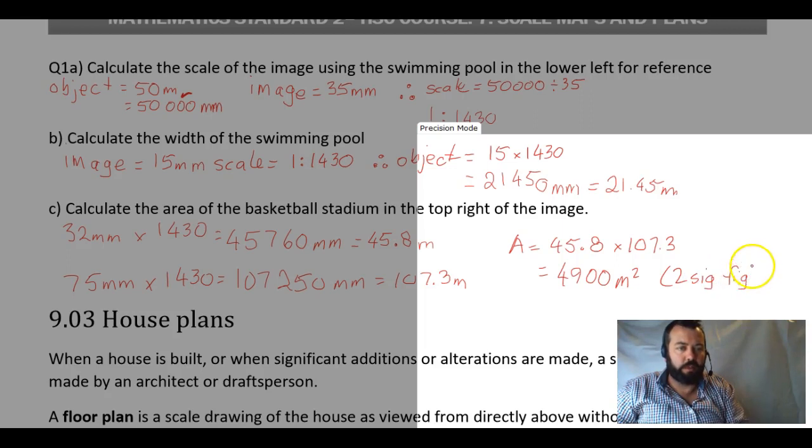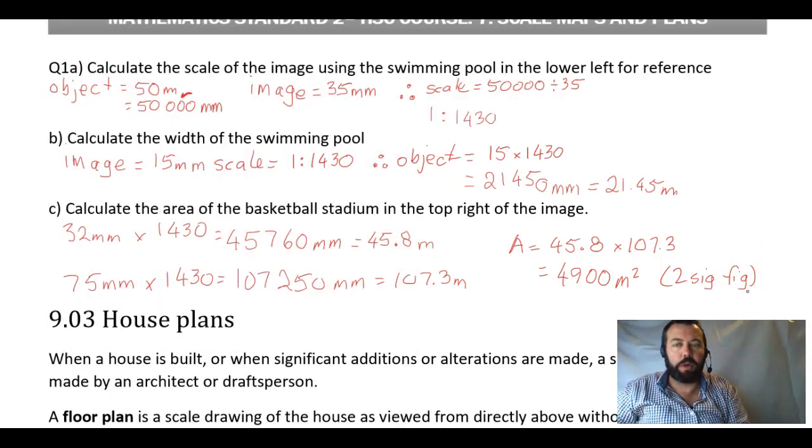Right. So that is applying scale to images and objects to calculate lengths and even areas. That's the second video done. Hope you enjoyed it. Thank you for being patient with technology. See you in class.